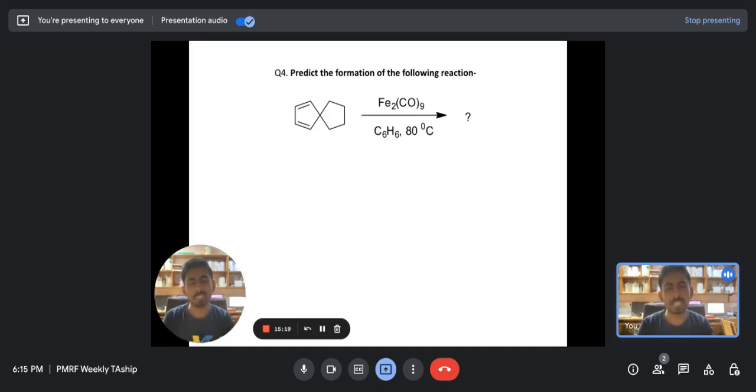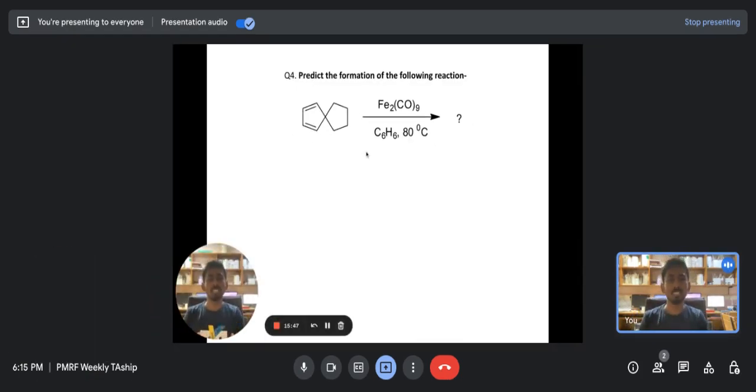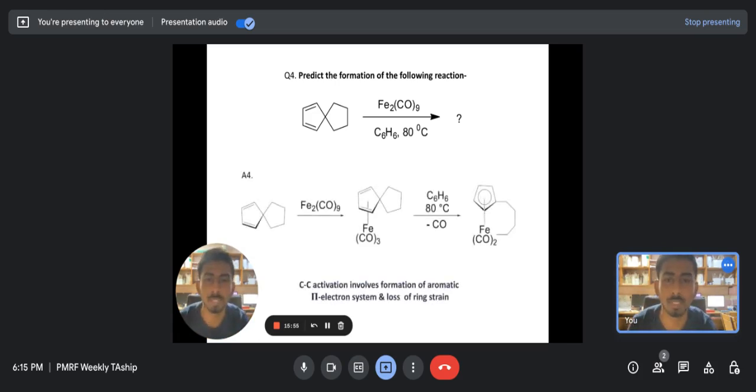So now I will discuss some basic problems regarding C-C bond activation reactions. The first one is this one: predict the product of the following reaction. When this carbon is connected in a cross manner through four different carbon atoms, it is called a spiro compound. When these spiro compounds are treated with iron nonacarbonyl in benzene at 80 degrees Celsius, what is the product? I have shared the reaction.